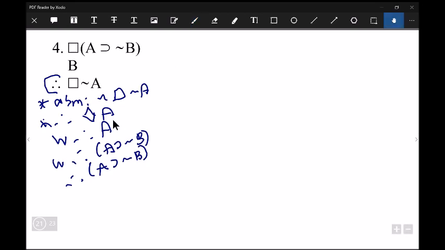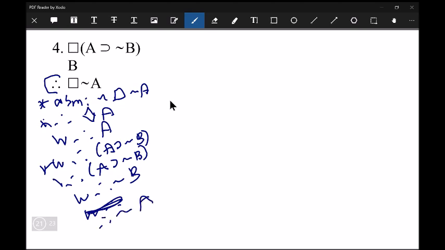So in world W, you have A true, A implies not B, therefore not B. And then in the actual world, you have A implies not B, but B, therefore not A. Okay, so then you end up, you have no contradiction again. You've got A true in world W, but false in the actual world.